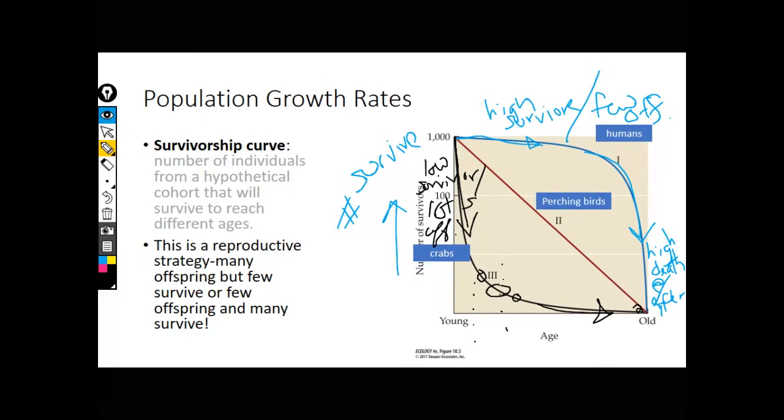So most organisms fall into one of these two groups. Not all, but most. Does group 1 versus 3 make sense? We see the benefits and trade-offs, quite frankly, of each, both from the baby standpoint and from the parents. All right, so the adults over here have low death.